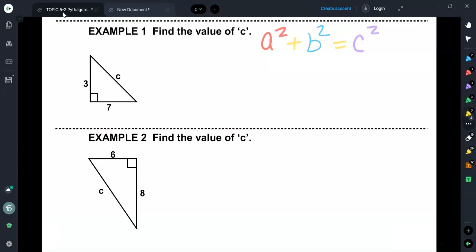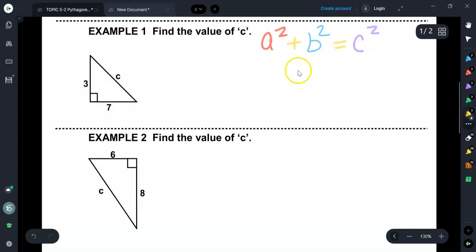Now we know a and b are the legs, so these guys are going to be the legs. Does it matter which one's a and which one's b? No, it does not. You can plug in 3 and 7 in either order because a and b are interchangeable, okay? So I am going to just make 7 my a, so I'm going to have 7 squared. I'm going to make 3 my b, that's b squared. And I'm going to make c my c, and that's just going to be c squared because I don't know what that guy is, okay?